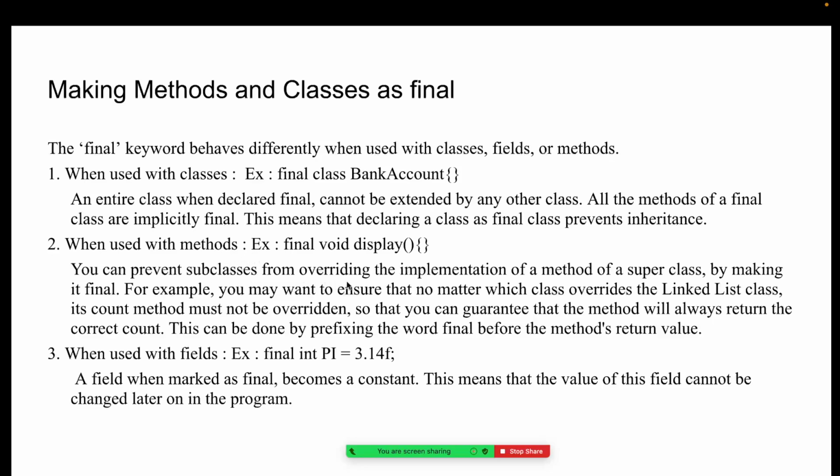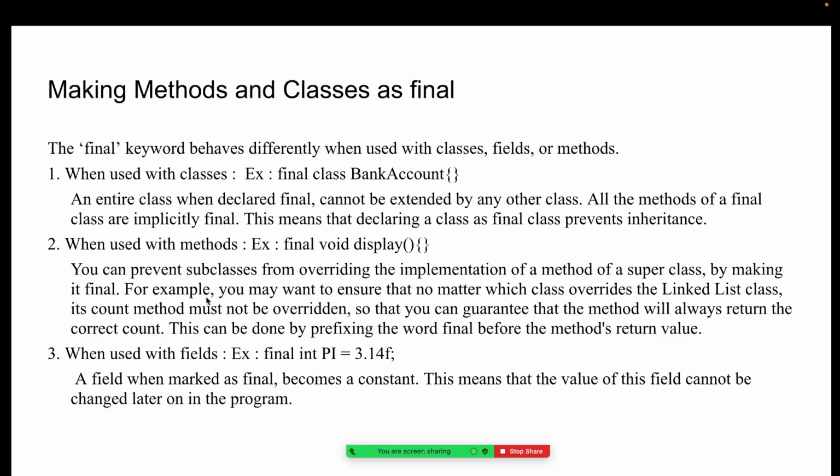You can prevent a subclass from overriding the implementation of a method of a superclass by making it final. For example, you may want to ensure that no matter which class overrides the linked list class. We'll see about this linked list class when we study the collections topic, so let's not get into it. It is some data structure that we'll see later.